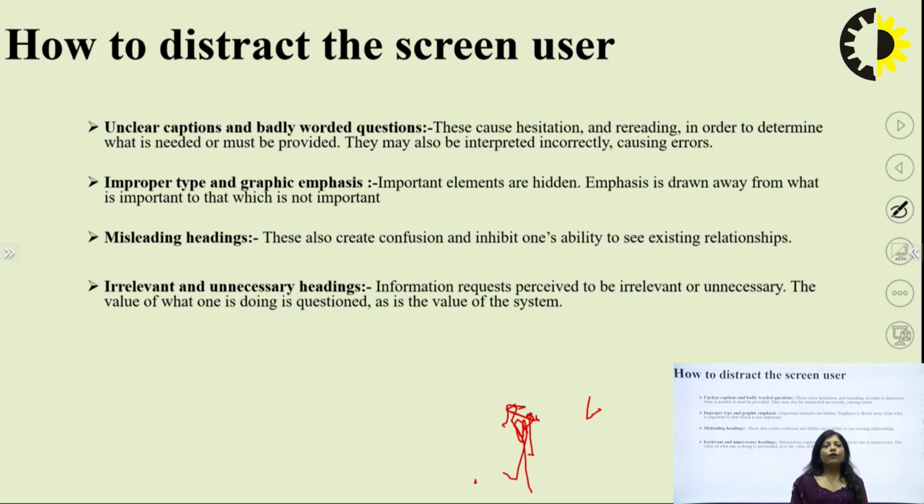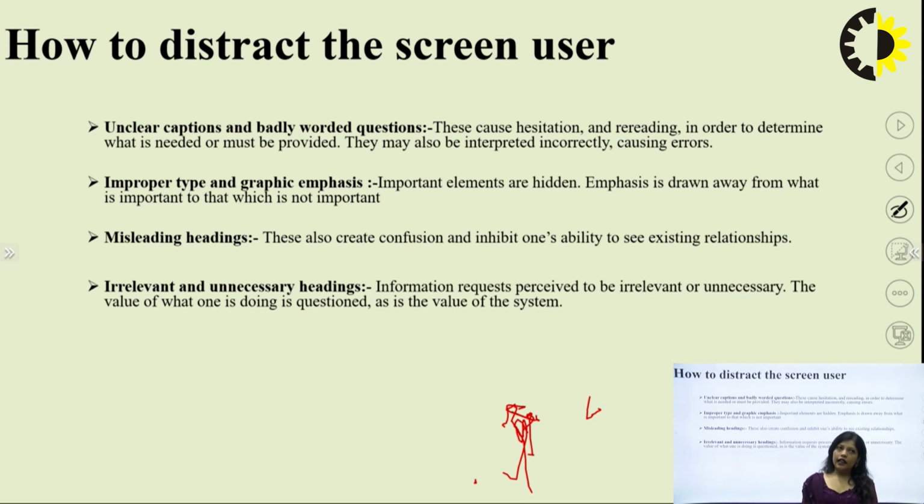So we have to focus on what is important to the user and what is not important to the user. So we have to focus on what is important to that user. So in this, if the important elements are hidden, the user can also be distracted.